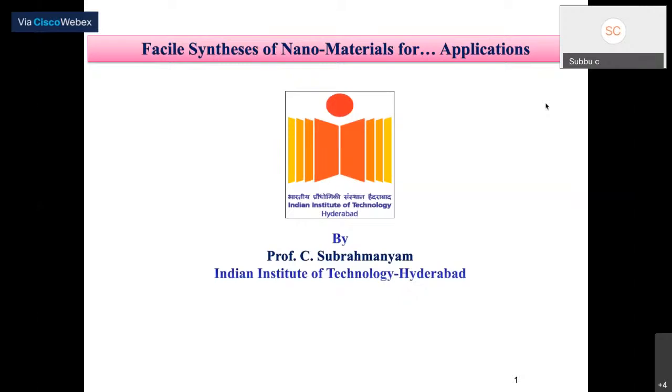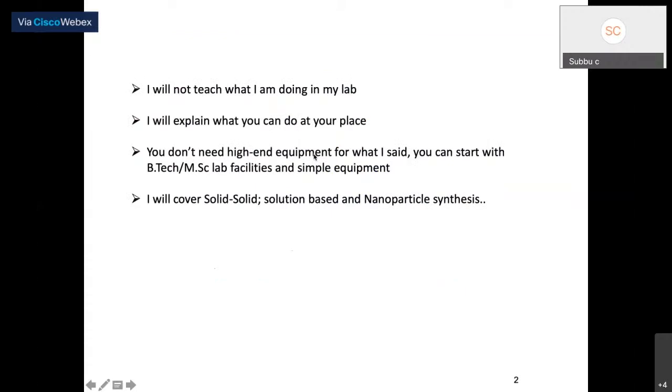Okay, so if you see the way I organized my presentation is like this. I don't take anything from my lab. I will try my best not to explain too many things from what I'm doing in the laboratory. Then I will also try to tell you about the facilities, whatever you have, let it be a BTech laboratory or let it be an MSc laboratory. With the help of that, if you really want to do something, I probably can suggest something at the end of the story.